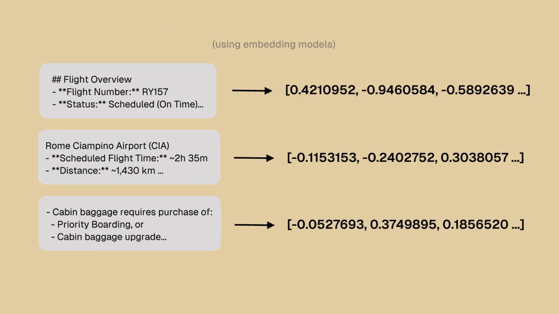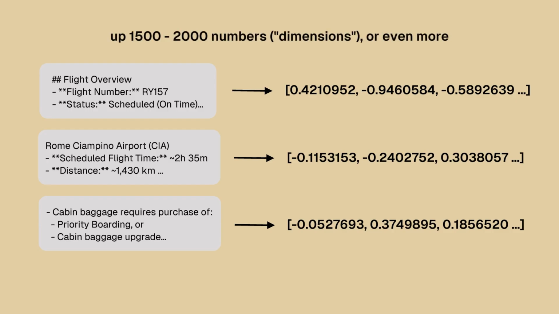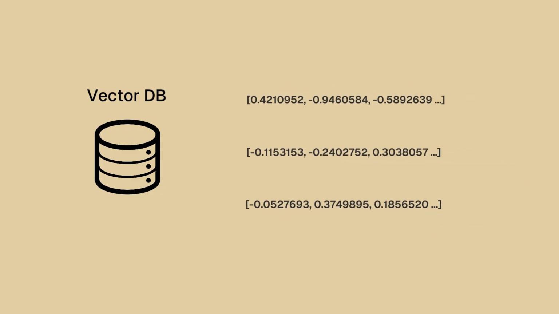Vectors or embeddings are like numerical or vectorized representations of the semantic meaning of a chunk. One embedding can consist of 1.5 or 2,000 numbers. We will store all those embeddings in a vector database.